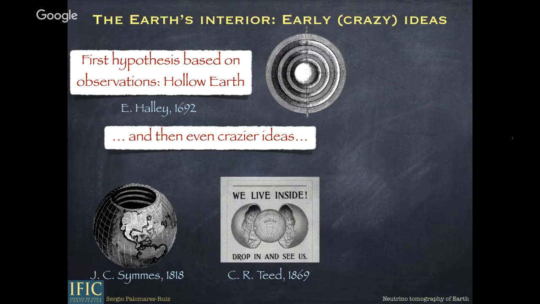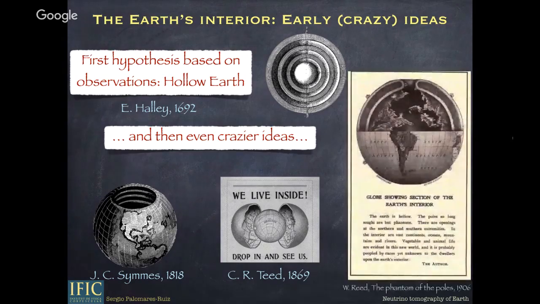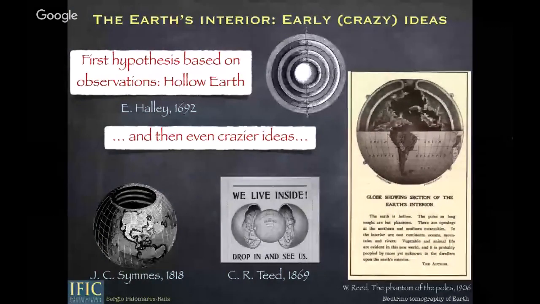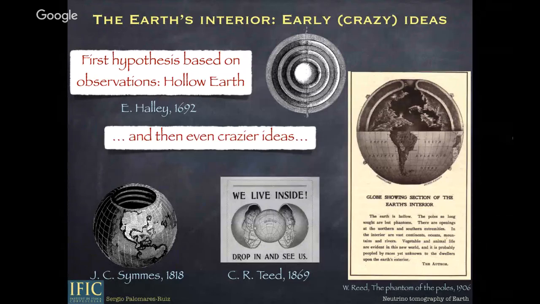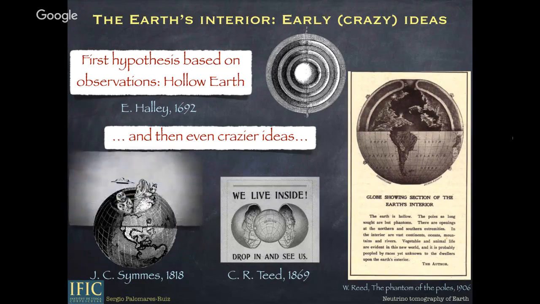All these ideas actually got into the 20th century. For instance, just this excerpt from a writing in the early 20th century. Let me just read what they said: The Earth is hollow, the poles alongside are but phantoms. There are openings at the northern and southern extremities. In the interior are vast continents, oceans, mountains, and rivers. Vegetable and animal life are evident in this new world, and it is probably peopled by races yet unknown to the dwellers upon the Earth's exterior. So let me, for the rest of the talk, see if we have all these beasts and creatures inside of the Earth.